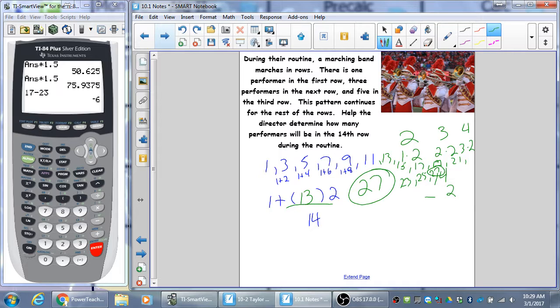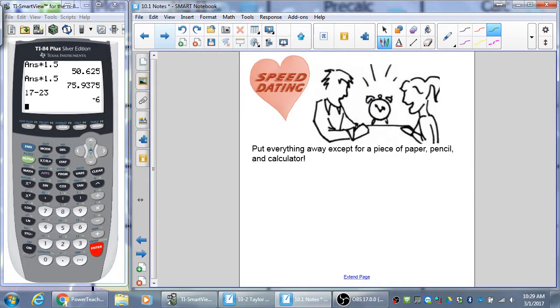Glad you had time to stop and get that. That doesn't ever bug teachers at all. Doesn't bother us a bit. That's easy. I don't care. Put everything away except for piece of paper, pencil, and calculator. I have no idea what that's for. Don't worry about it. If it's crucial, we'll do it tomorrow.